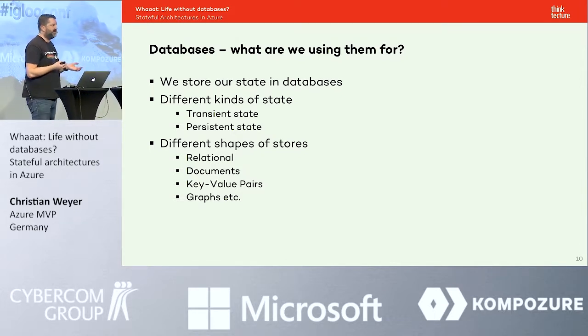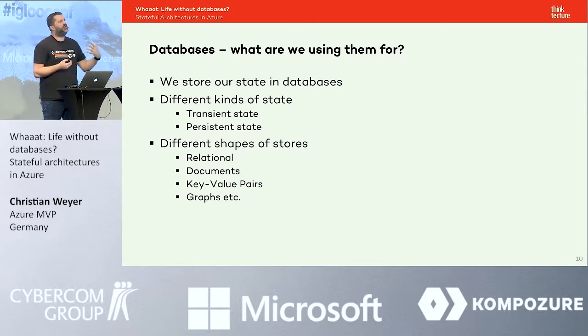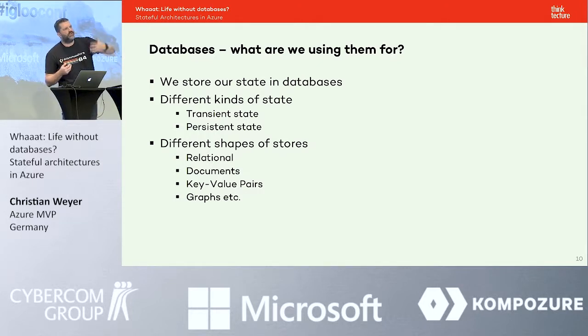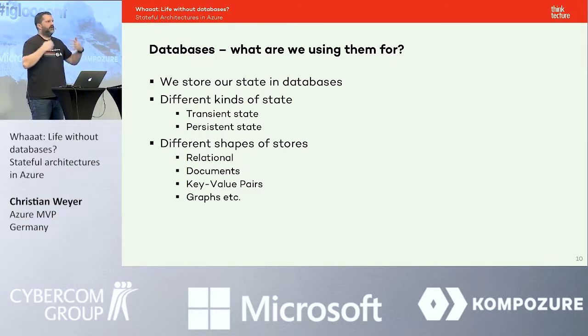That's our business state. That's the data from our business logic, from our services, from our microservices. That's the state that makes our applications tick. And then there's transient state. The state that we actually do not have to rely on once we work with it, which is usually being done in memory. It's used for calculations and other stuff. And when we're done with it, we can get rid of it.